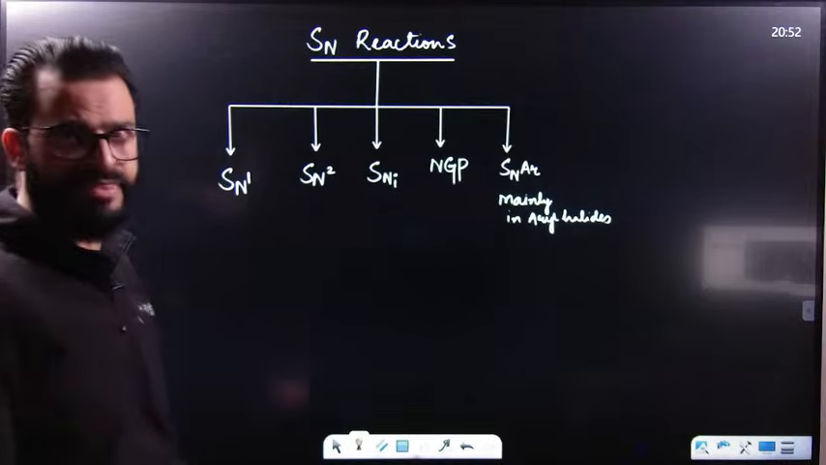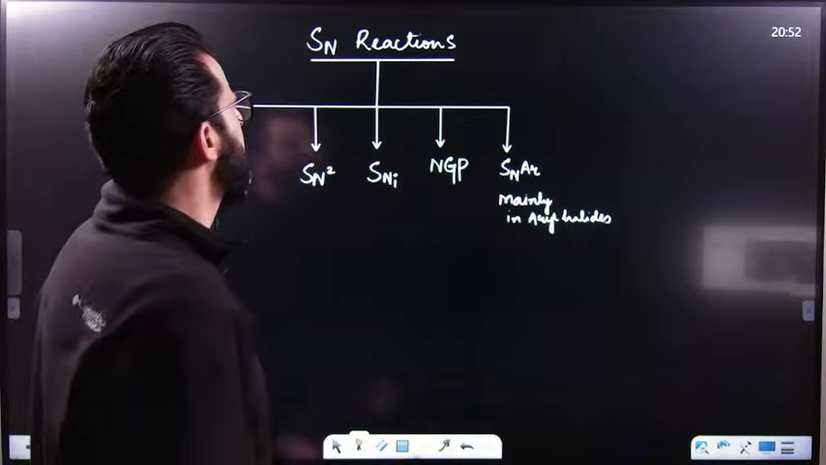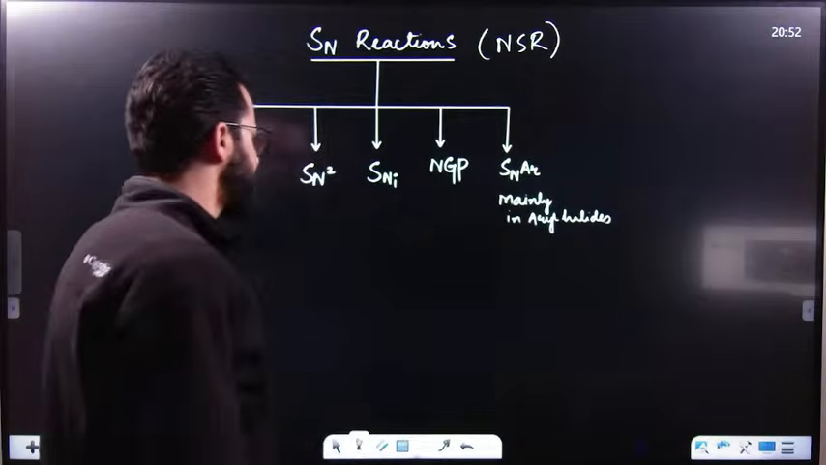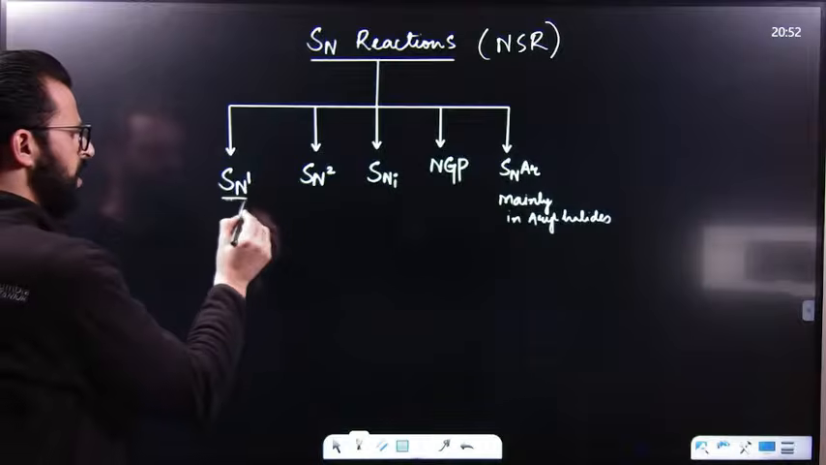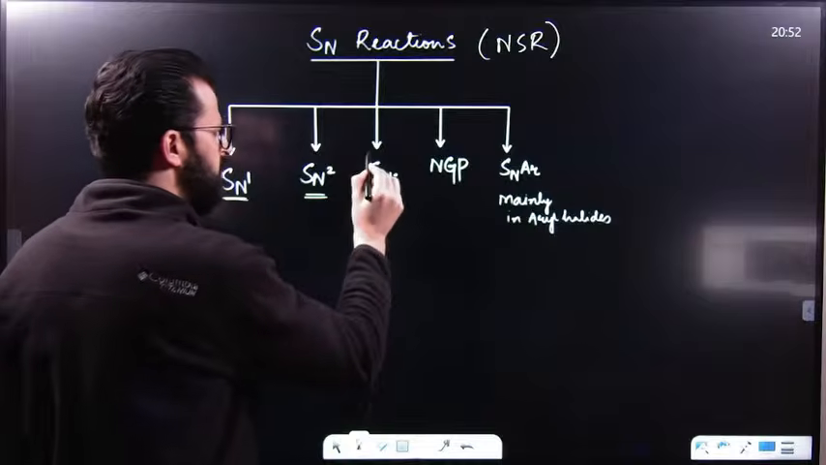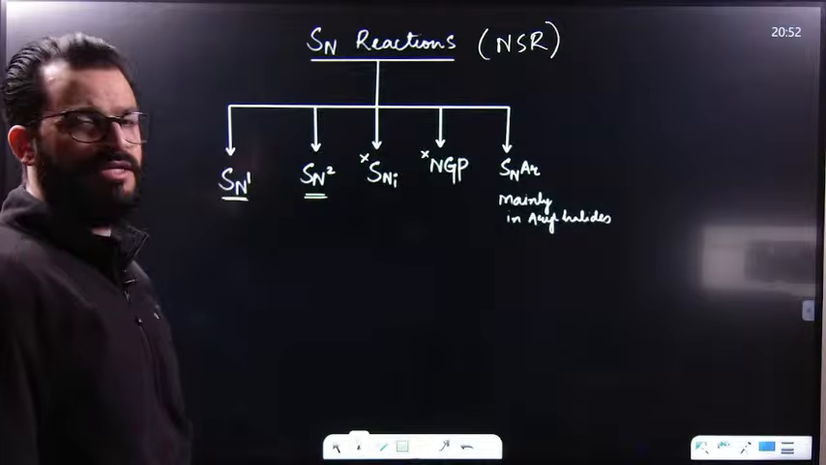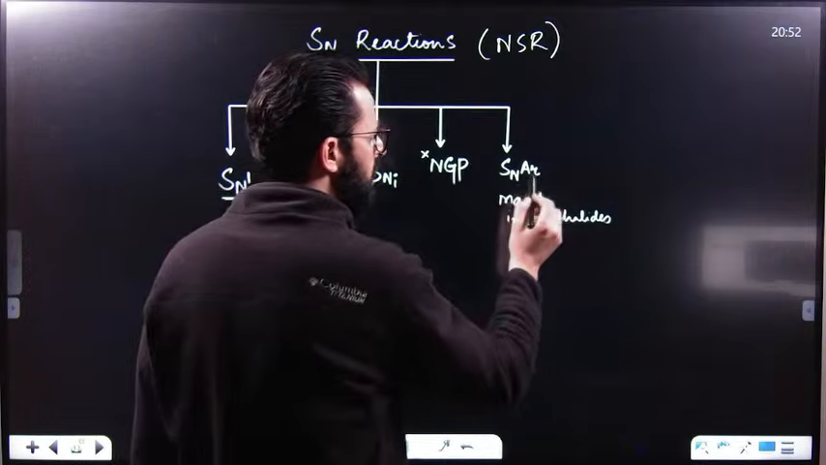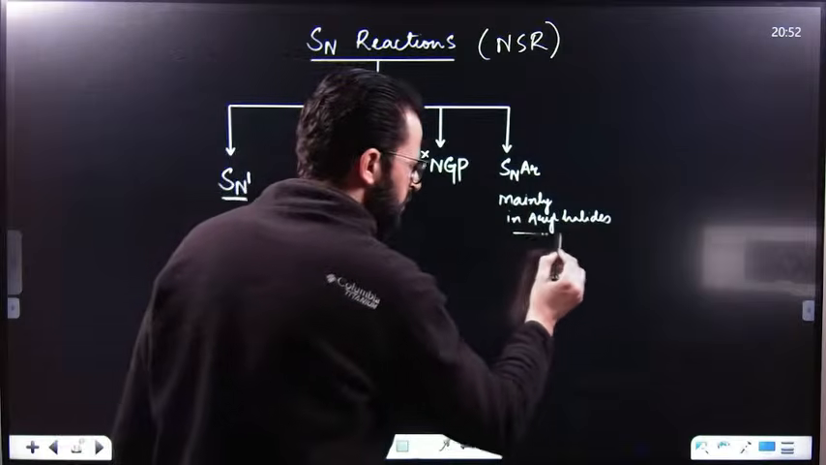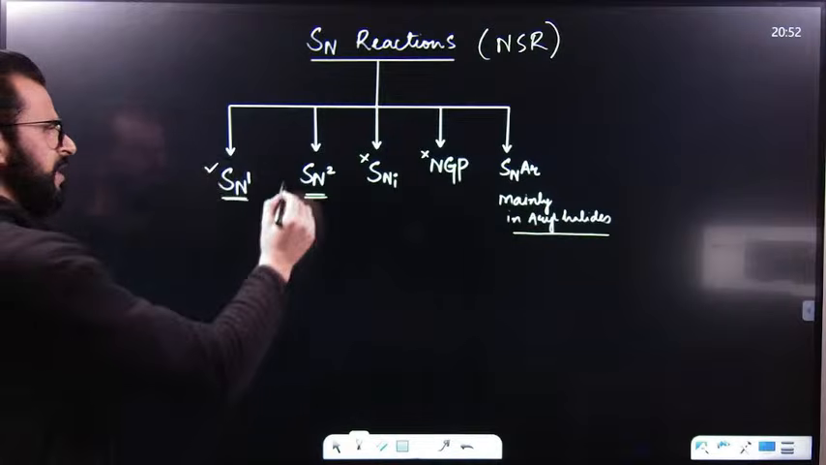Now next question. SN reactions means substitution nucleophilic reactions, or we can simply write nucleophilic substitution reactions. We are having a few types of these: SN1, SN2, SNi, and NGP, but we are not going to discuss SNi and NGP in NEET. Now what is this? This is SNAr, aromatic nucleophilic substitution reactions, and these will take place generally in aryl halides. So first of all, we will be discussing SN1, after that SN2.